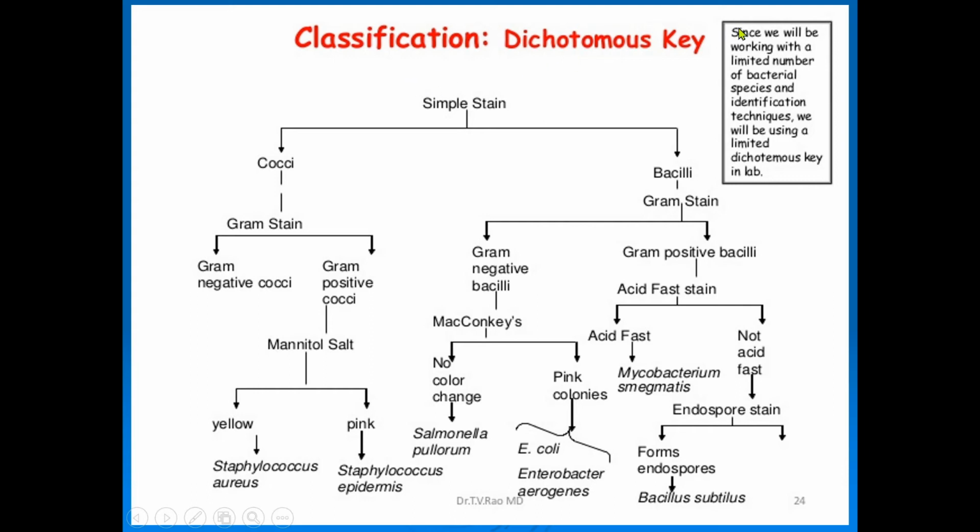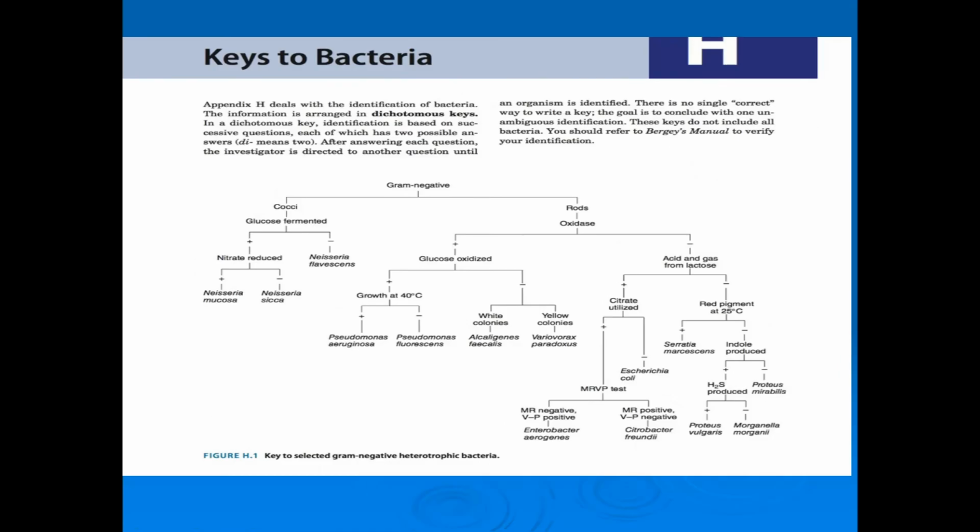So if you see here, dichotomous key, you can make your own dichotomous key, okay? Because in every lab, it also depends on what bacteria are more frequently isolated, and also what tests are available in your lab. So from there, you can draw out a dichotomous key suitable for use in your lab. So there is no single correct way to write a key. Okay. So the goal here is for presumptive identification of a bacteria.